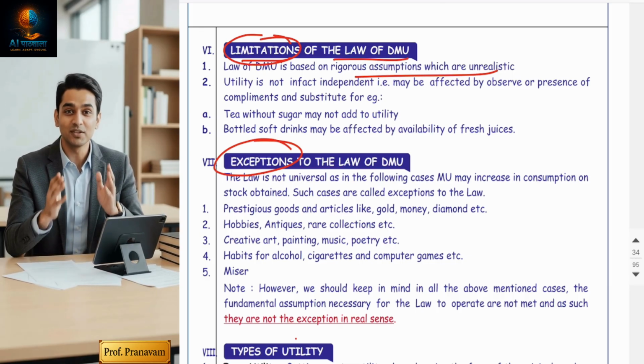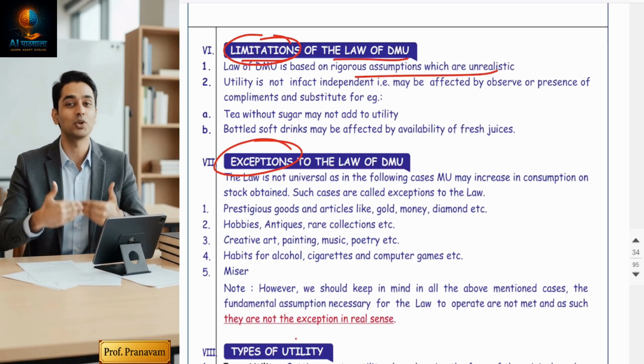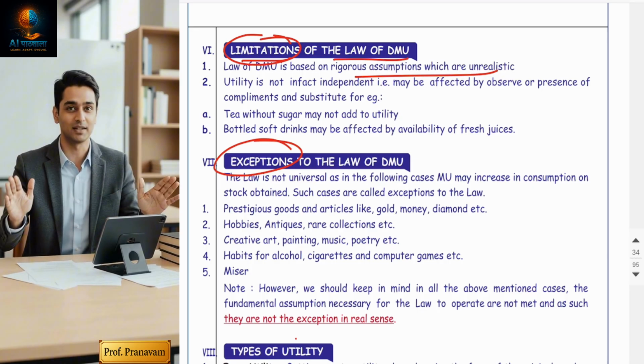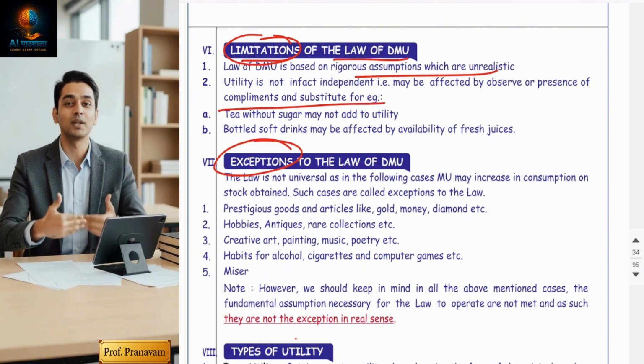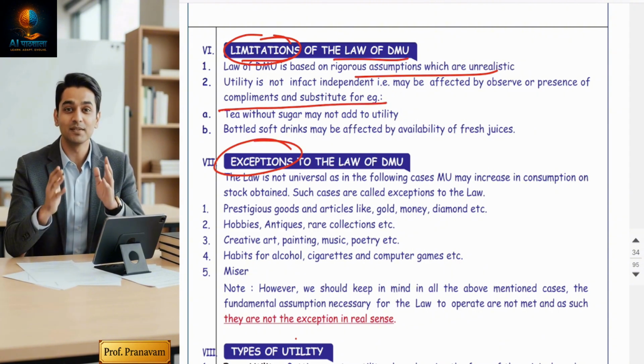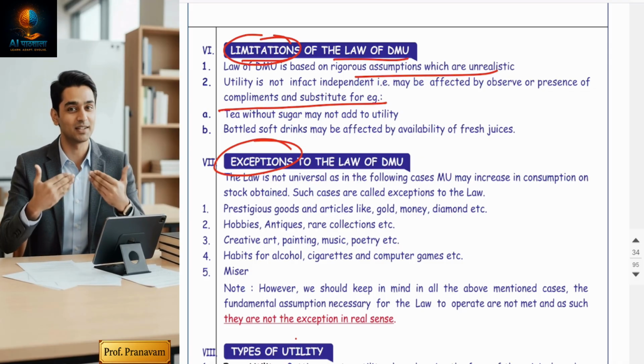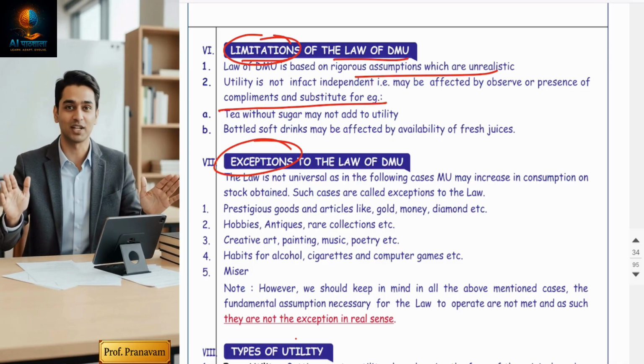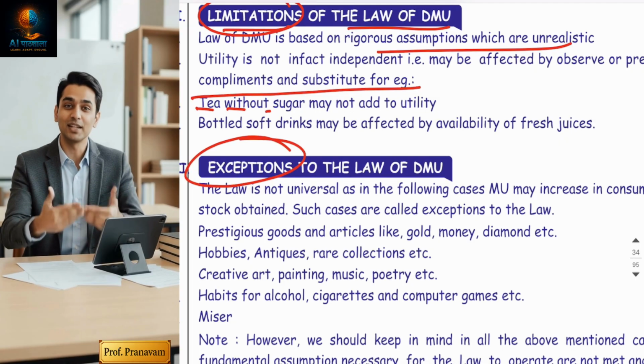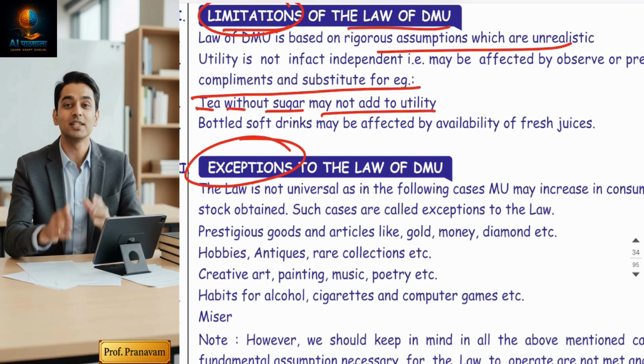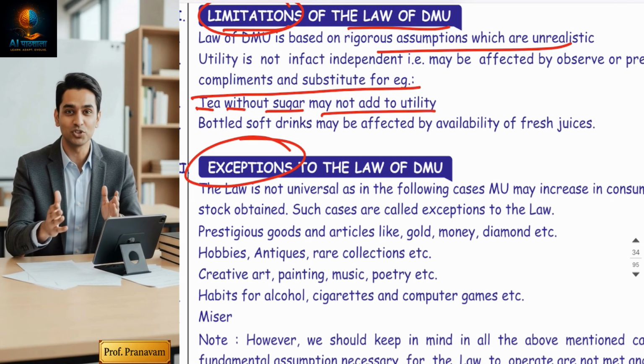guys, logically this law is ignoring substitute goods and complementary goods, which is totally unrealistic, because complementary goods and substitute effects actually affect the marginal utility. That's why they have ignored it. See, tea without sugar may not add utility. So tea and sugar are actually complementary goods.